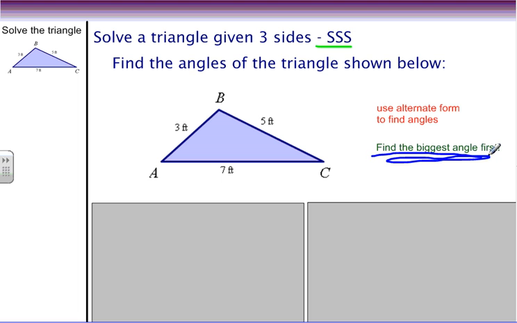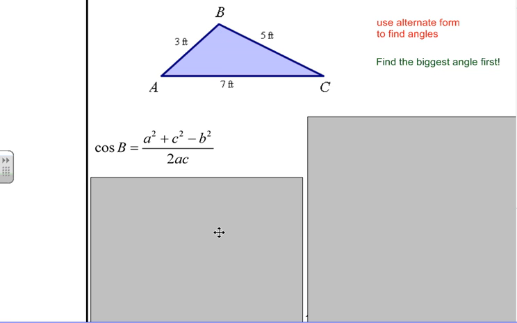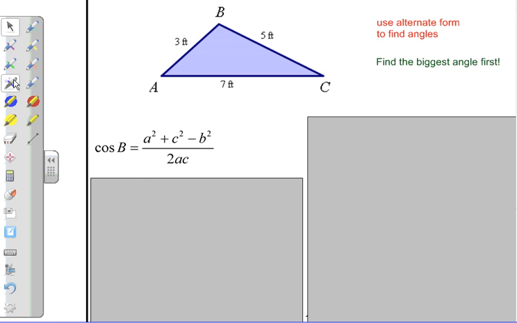Well, how do you know which angle is going to be the biggest? It's always across from the longest side. So 7 is the longest side. That means angle B is going to be the biggest angle. So we solve for angle B first. So write down the law of cosines. We're going to solve for angle B, so we use the alternate form. So cosine of B is equal to a squared plus c squared minus b squared divided by 2ac, right?